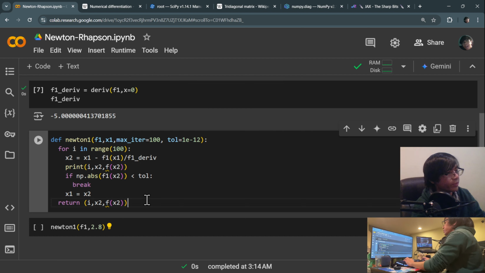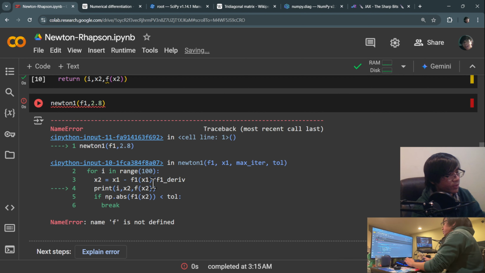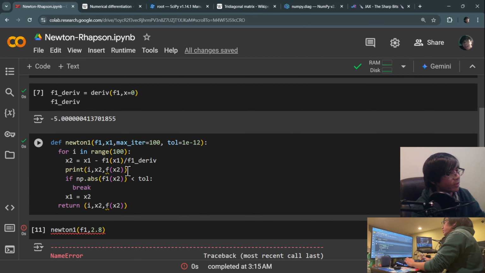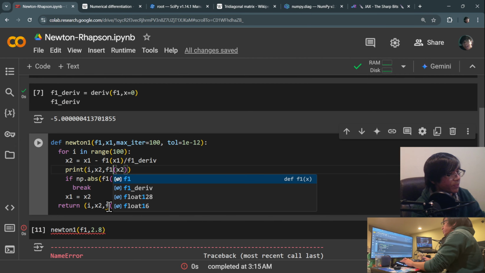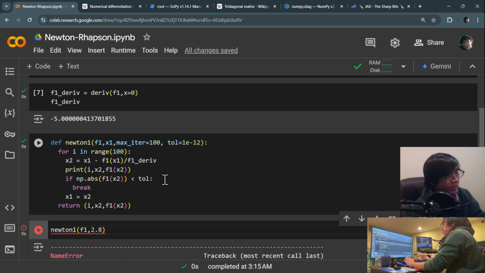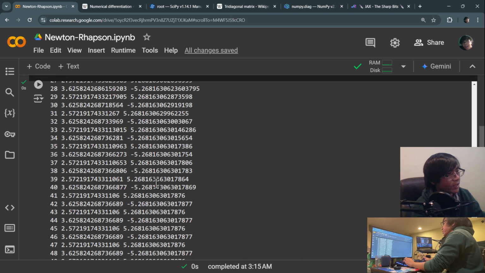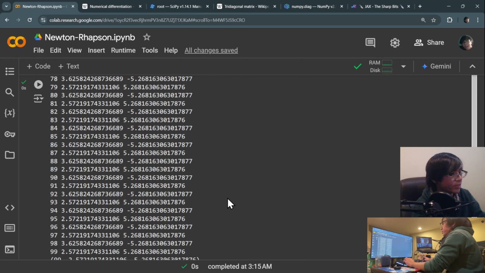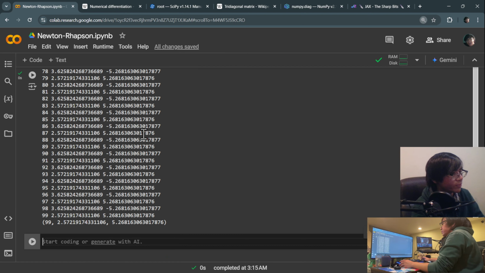There we go. I think that's it. See if that works. Oh, what happened? F1. Oh, I forgot some F1s here. So we need to make sure we are using the same function. Whoa, it went all the way to 100? That's not good. So it looks like we're bouncing back between two different roots.